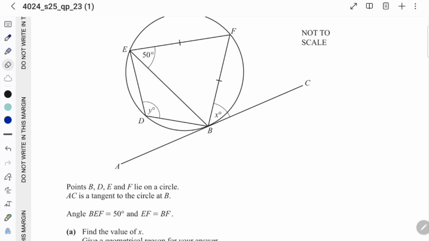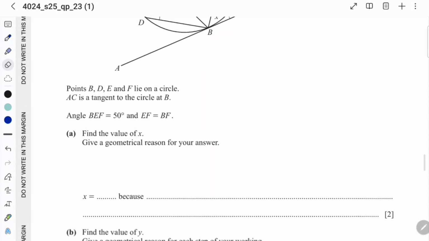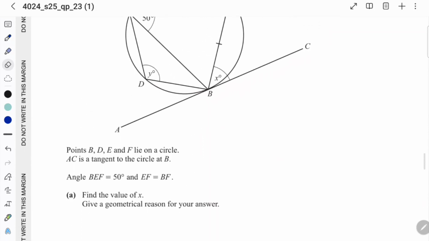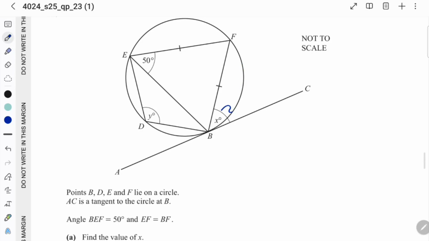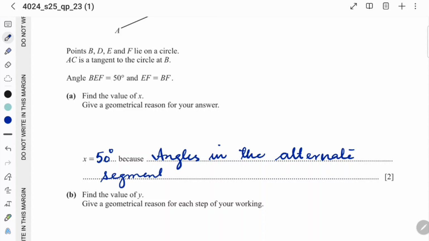Let's see what they are asking you. So this is find the value of x, with geometrical reason also, so the x value is 50 degree. We have already seen that this is x. So whenever you look at this diagram, it's in the alternate segments. X equals to 50 degree, because this is the property, angles in alternate segments are equal.